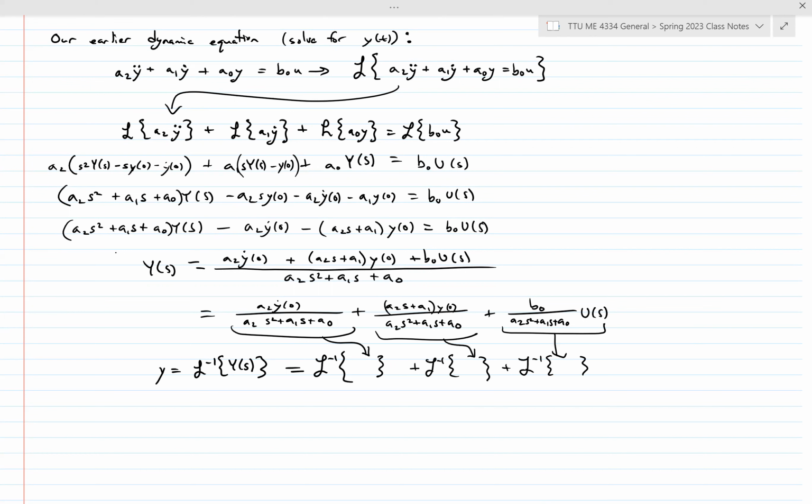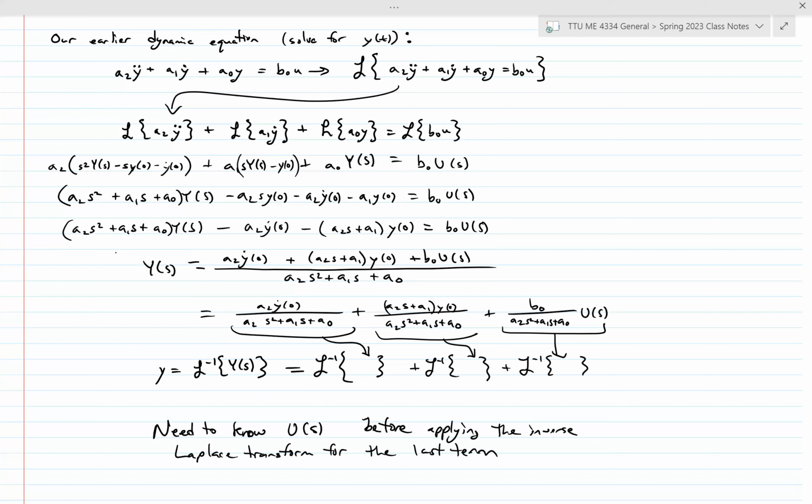Input, right? I haven't defined what the input is. So how can you take an inverse Laplace transform of something that you don't know what it was in the first place? So that's what we're going to do next time. We need to know U of S before applying the inverse Laplace transform for the last term.